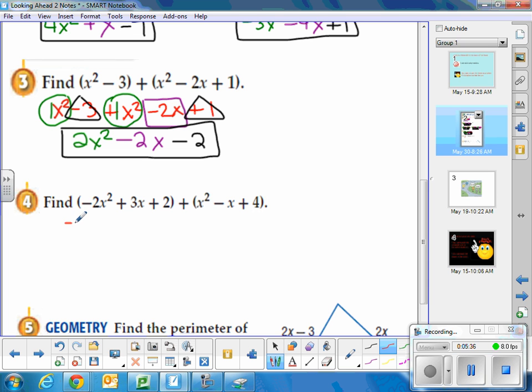Example 4, negative 2x squared plus 3x plus 2 plus an x squared minus an x and plus 4. Go ahead and combine like terms. Negative 2x squared plus 1x squared is a negative 1x squared or negative x squared.